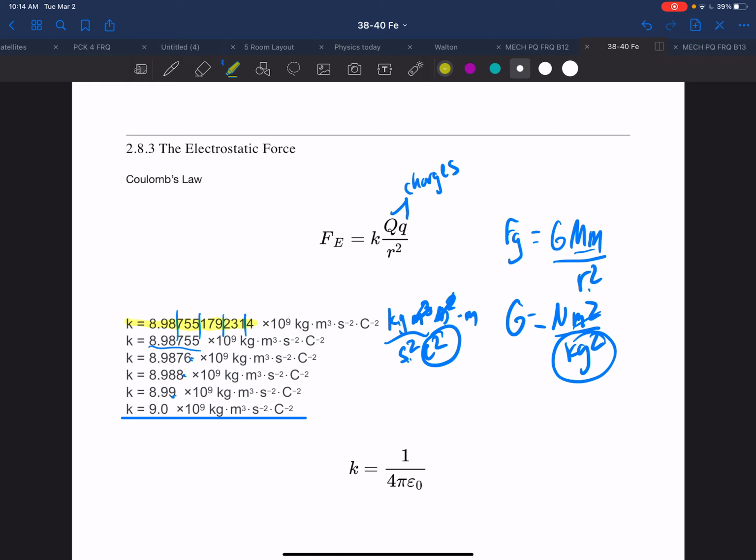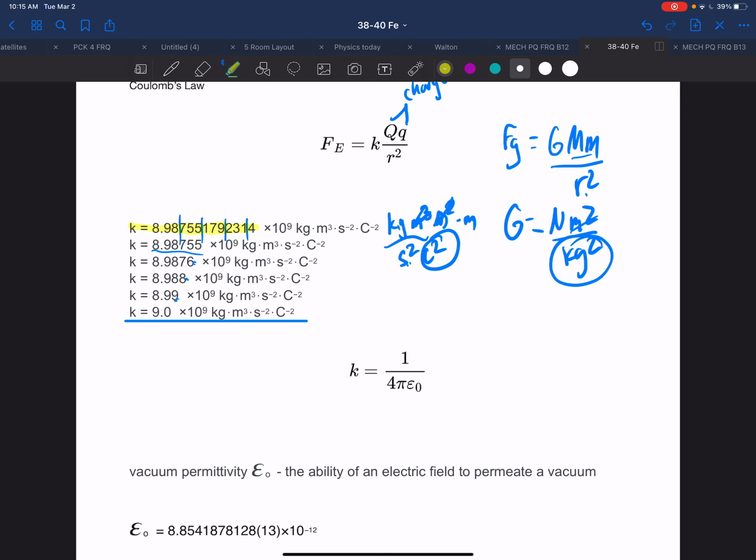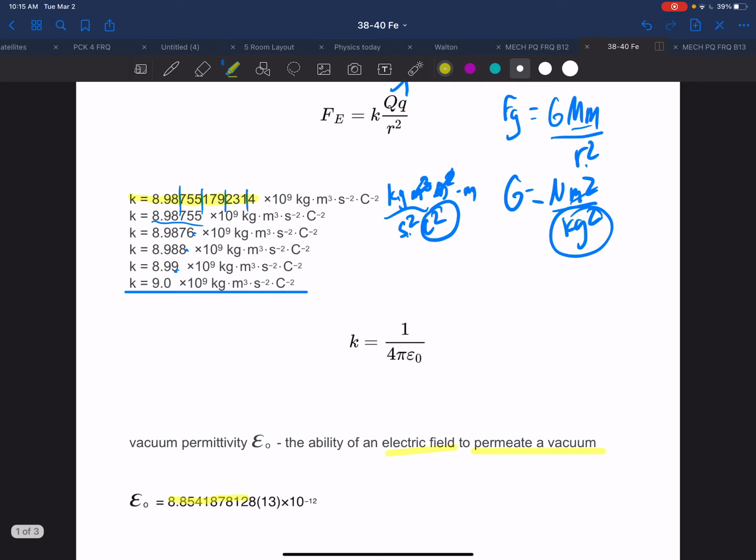Now, it turns out also that K itself can be broken down into another formula, which is 1 over 4 pi epsilon naught. And epsilon naught is something called the vacuum permittivity. It's the ability of an electric field to permeate a vacuum. And it has a number given as this, the vacuum permittivity. And so if we plug this into this, we get this new number K, and that new number K is 8.98755 times 10 to the 9th.